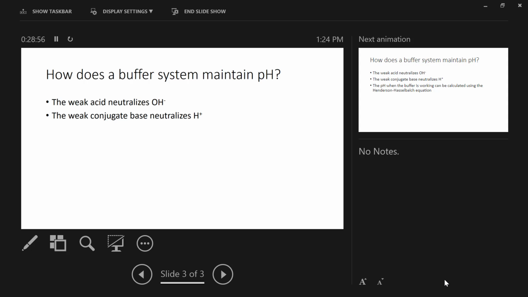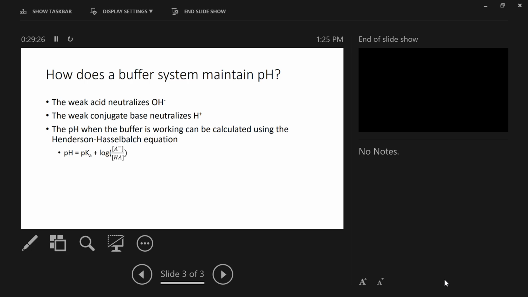All right? And so we can actually calculate this. Now I will tell you this, I will never ask you to calculate the pH of a solution using the Henderson-Hasselbalch equation. However, I will expect that you know what the Henderson-Hasselbalch equation is, so that you can explain the relationship between a buffer system and the overall pH. Okay, and so we can do this, and here's the formula.